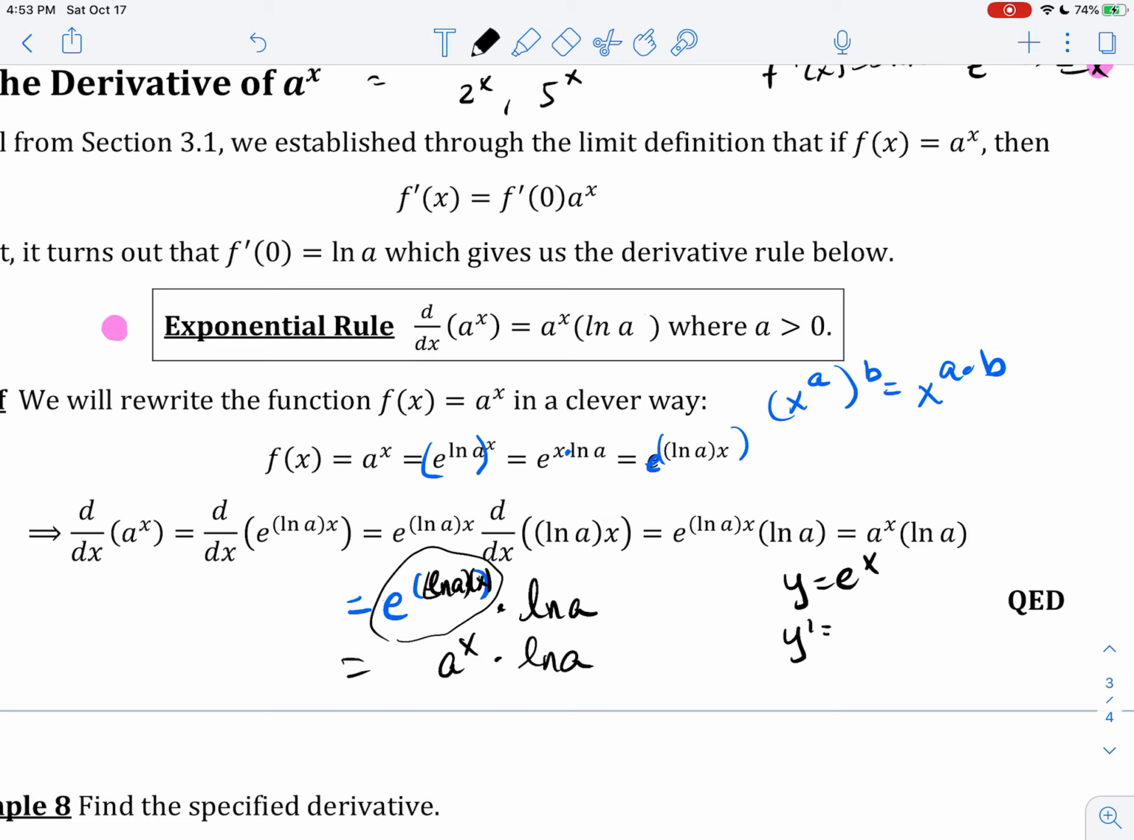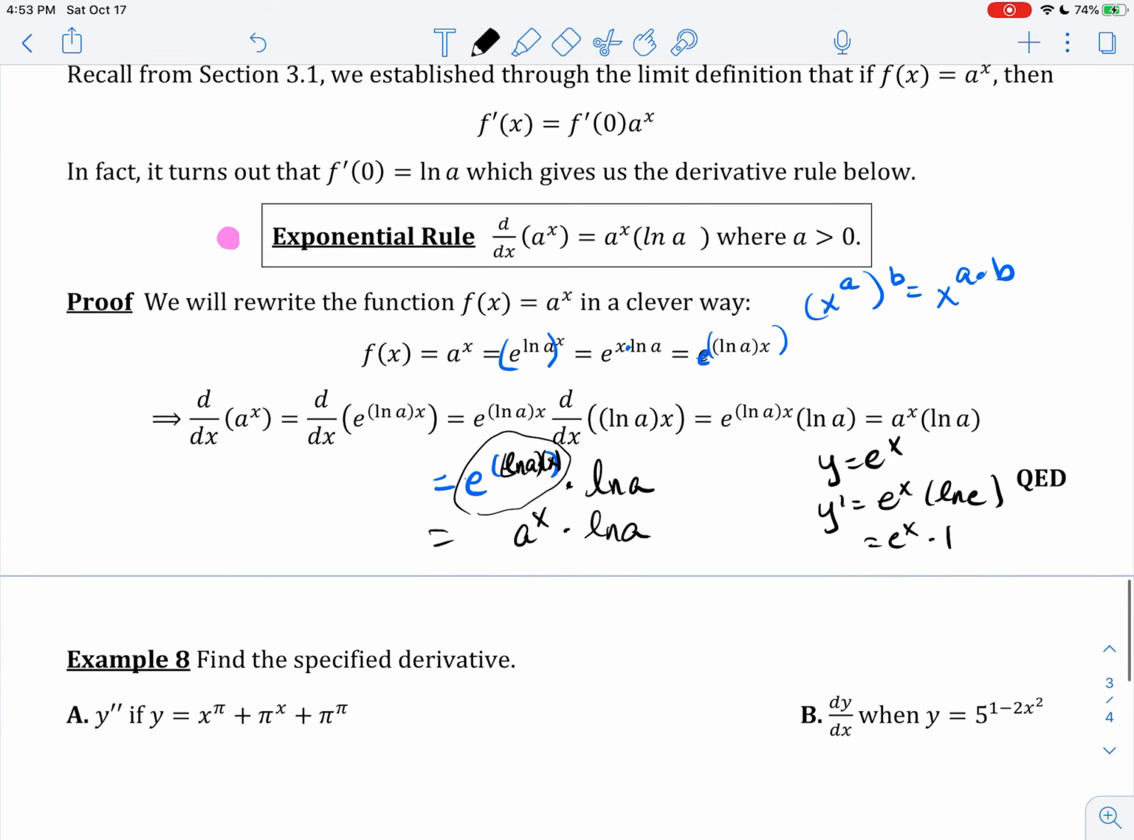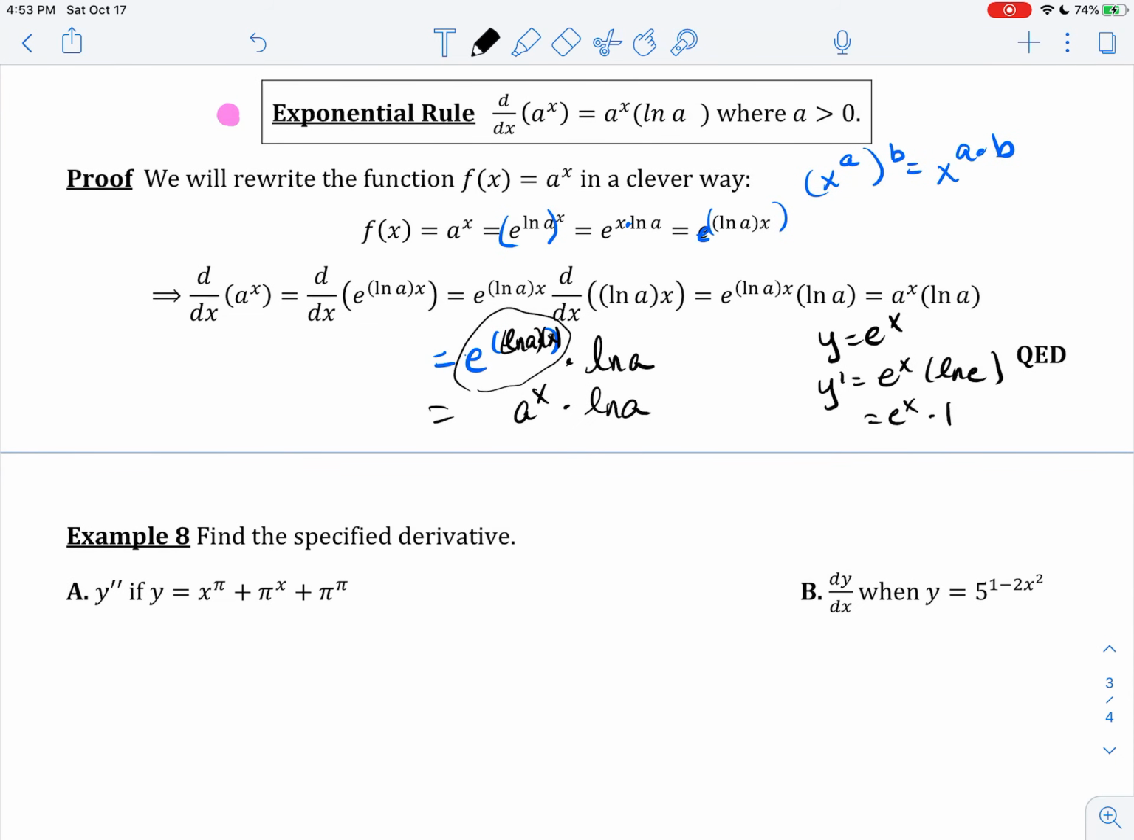If we had y equal to e to the x, then y prime is going to be e to the x times the ln of e. And that's log base e of e, and we know that that is just going to be e to the x times 1. So it matches up with our derivative of e to the x and our definition of that. So here we just play around with some funky functions.